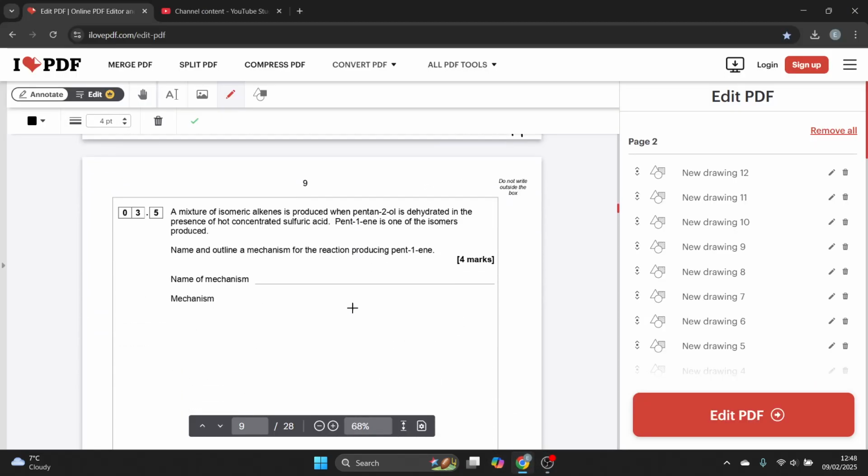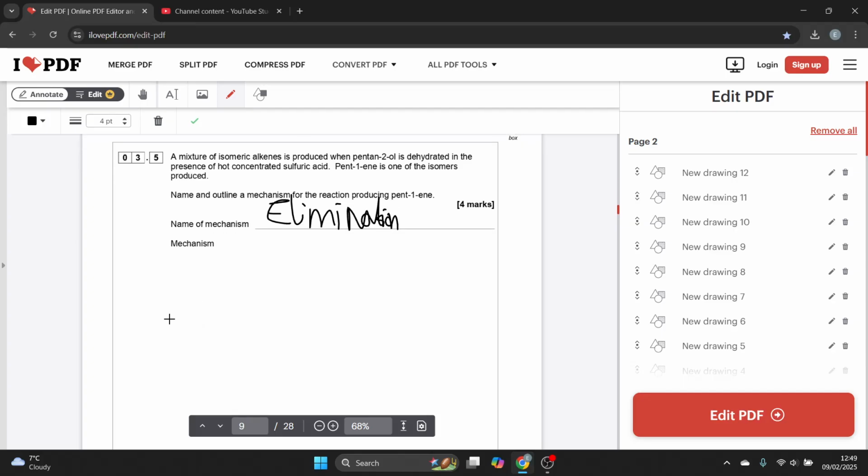Okay, question 3.5. Name the mechanism for the reaction producing pentene and draw the mechanism. Okay, this is going to be fun. So pentanol is dehydrated. So it is elimination. Last time I checked, yeah, elimination. And elimination of water from ethanol to form ethene. So in this case, elimination of water from pentanol to form pentene.